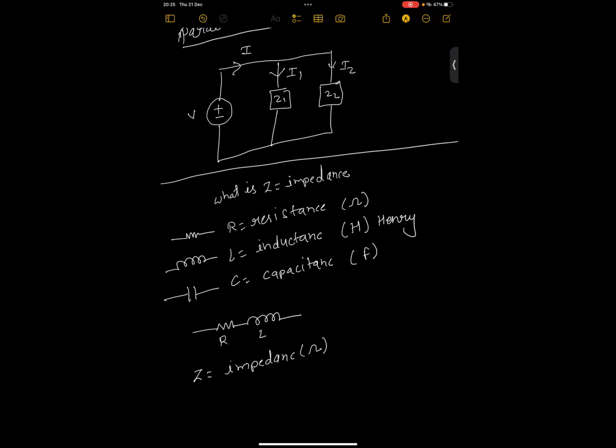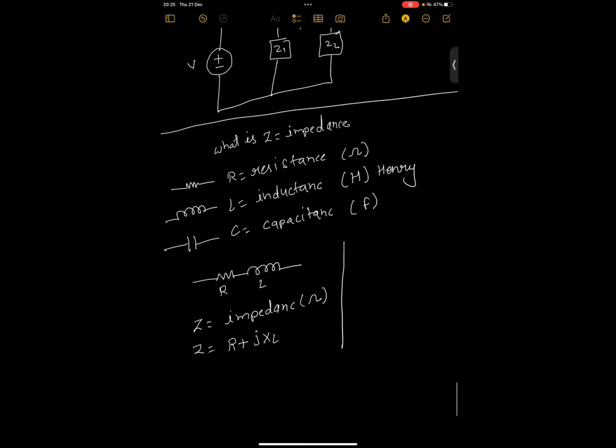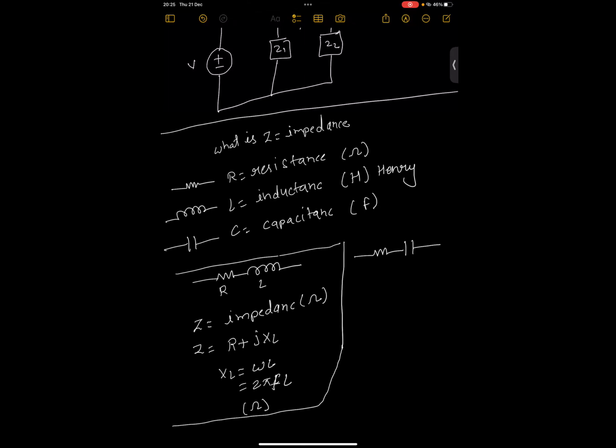Unit is ohm. So Z equal to, for this one, R plus jXL. What is XL here? I already told you XL is omega L, that is 2 pi fL. Okay, the unit is here also ohm. This one is the impedance for this circuit.